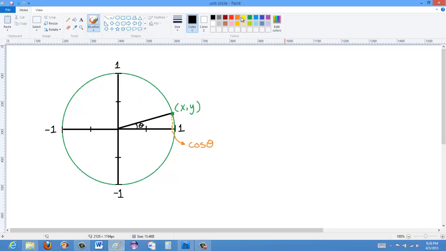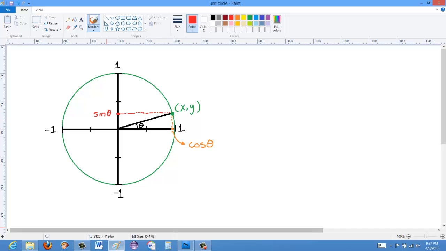Now the place where this touches the y-axis. If I drew a straight line all the way across to here, you would find that this is where it would touch the y-axis, called the y-intercept, and this would be valued at sine theta.